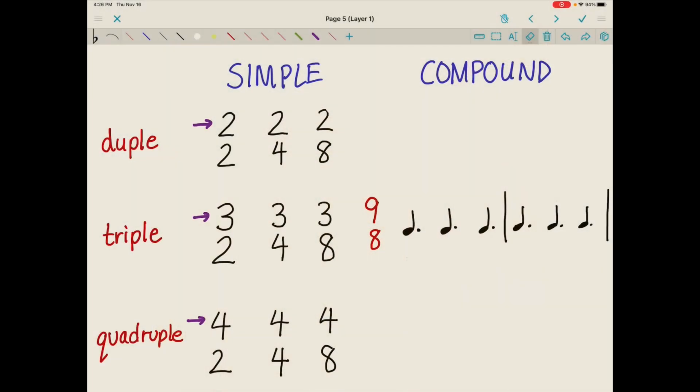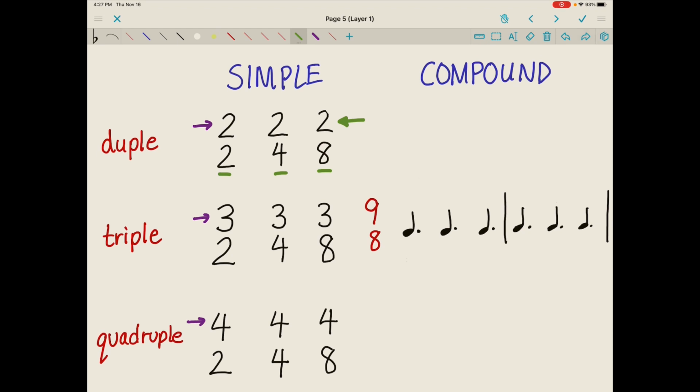A quick review of our simple meters. Recall that our simple duple time signatures will all have a 2 as their top number, so we can know that there will be 2 beats per measure. It does not matter what numbers are on the bottom, doesn't matter what our beat or pulse note is. Each of these beats will naturally divide into 2 equal parts because the beat or pulse note is an undotted note value.